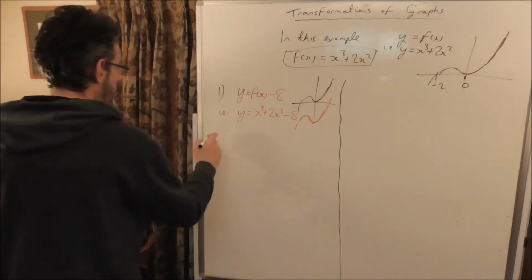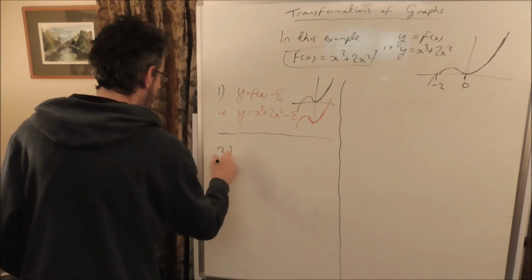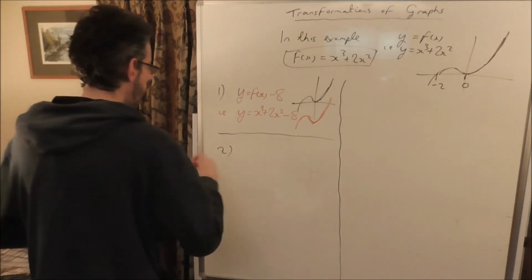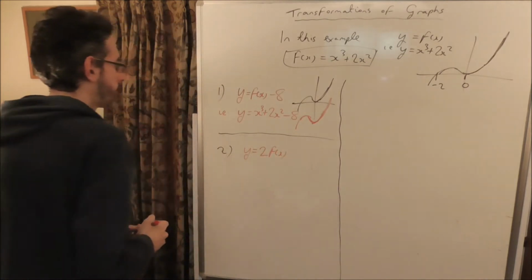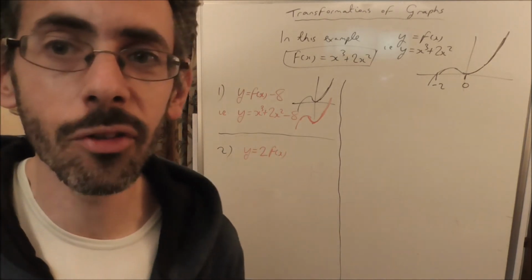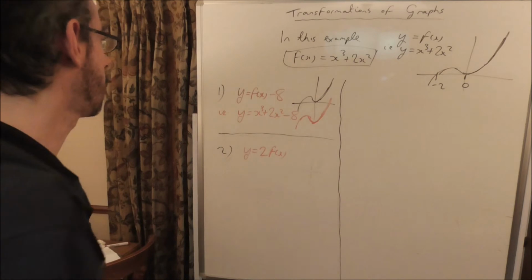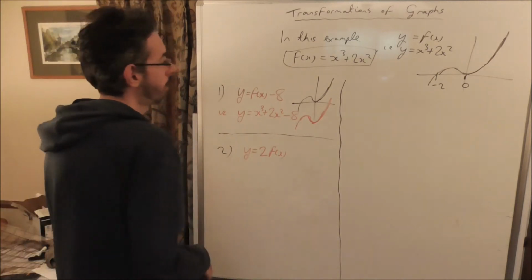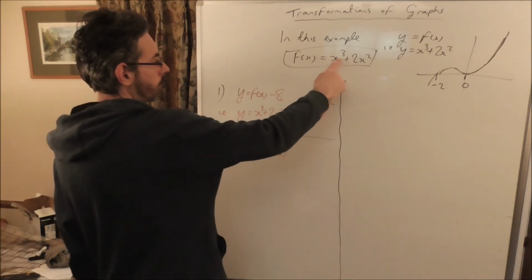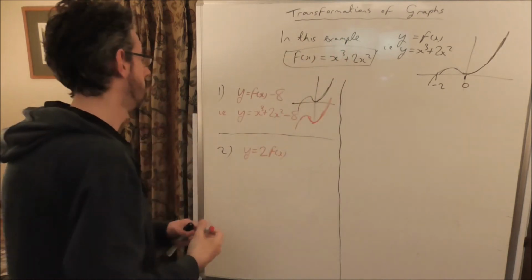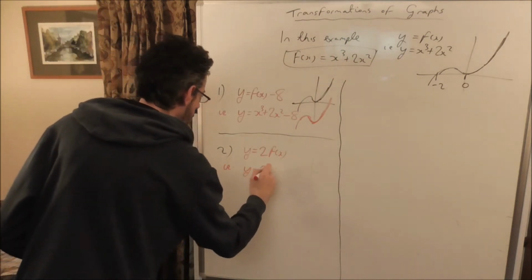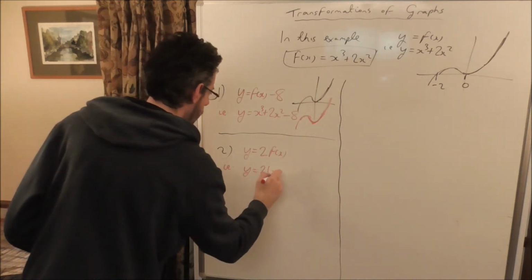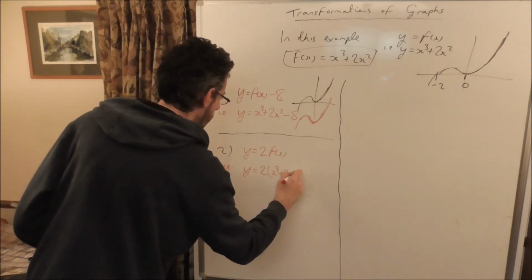So number 2, let's sketch y equals 2 times f of x. Again, before we sketch it, we need to think what that means. What does 2f of x mean? Well, it just means that expression, f of x, but doubled. So in other words, it's y equals 2 times that whole expression there, x cubed plus 2x squared.